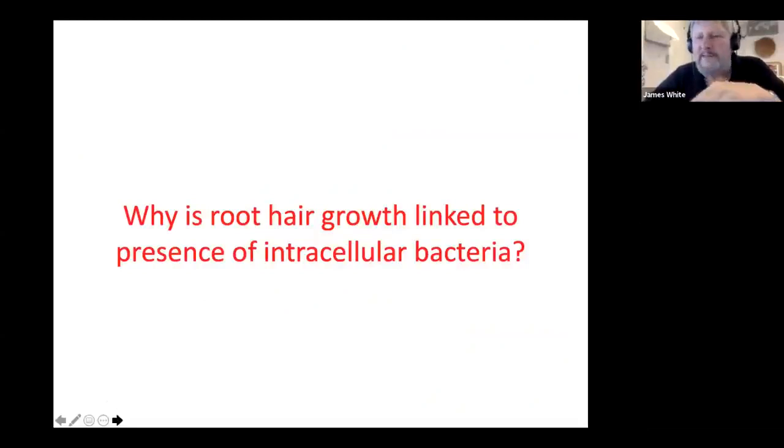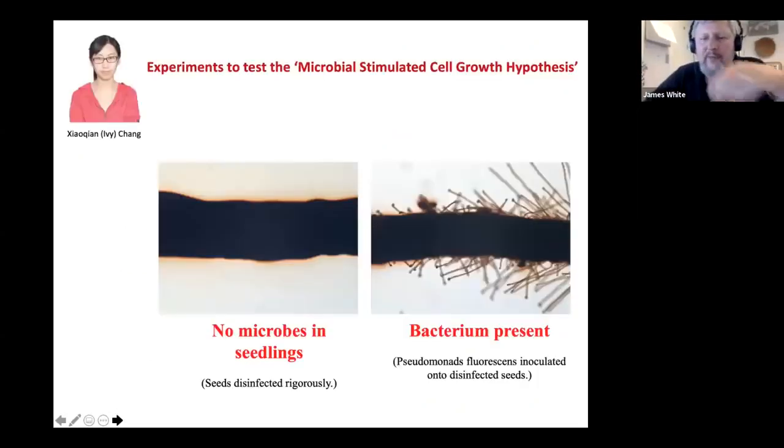And why is there this linkage between growth and hair formation? My graduate student, Ivy Chang, is working on this, looking at how the bacteria cause plant root hairs to grow, and what stimulates root growth in general, having to do with these microbes. And here you can see a grass without microbes. You can see there's no hairs on that. This is stained for hydrogen peroxide, but there's no hairs there. And you can see here to the right where she put the microbe on it. This is a Pseudomonad again. She put it on, you can see the hairs right away forming on that.